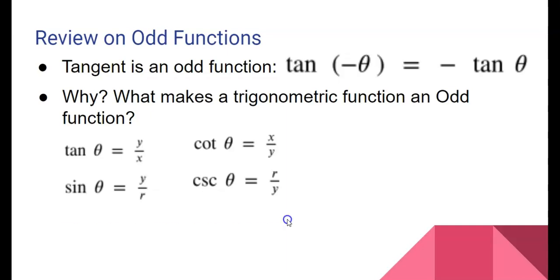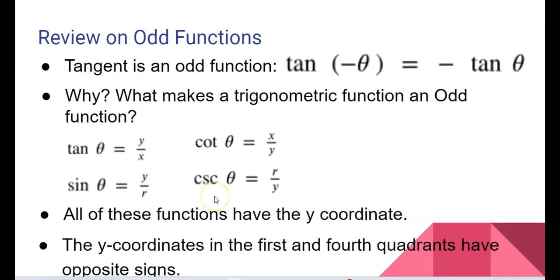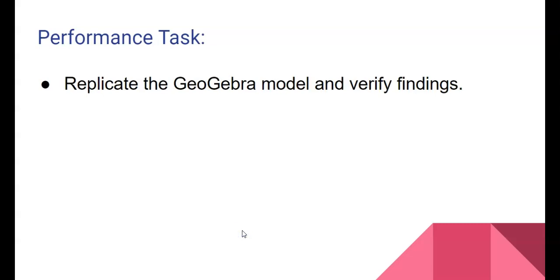We observed a while ago that the y coordinates in the first and fourth quadrants have opposite signs. Again, the y coordinate in the first quadrant is positive, and the y coordinate in the fourth quadrant is negative. Therefore, for the values of the odd functions in the first and fourth quadrants to be equal, we need to negate the values of the odd functions in the first quadrant. Final conclusion: each tangent curve signifies that the range covers all elements of the real number system from negative infinity to positive infinity. And as a performance test, please feel free to replicate any of the GeoGebra assets or models and verify findings.